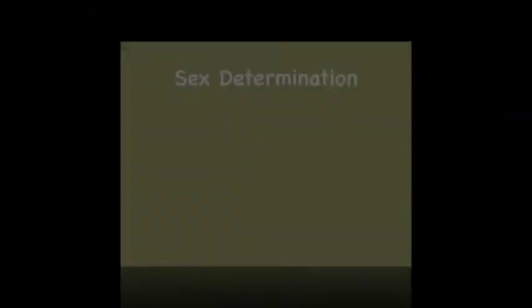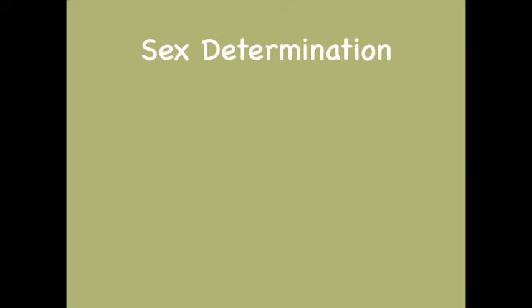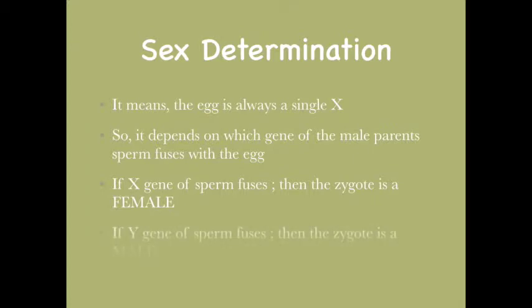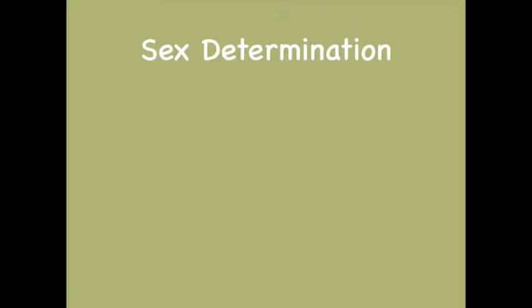So what can you conclude from this? If you have an egg, the egg is always a single X. So the sex depends on which gene of the male parent's sperm fuses with the egg. If the X gene of the sperm fuses, then the zygote will become a female. And if the Y gene of the sperm fuses, then the zygote will be a male. So it is just as simple as that. It's quite straightforward. Given below is a diagram illustrating the same thing. Please have a look.